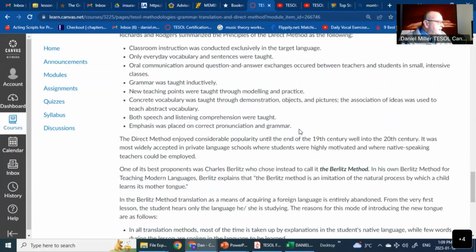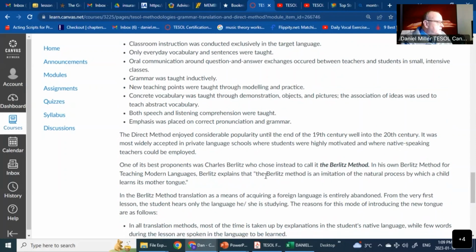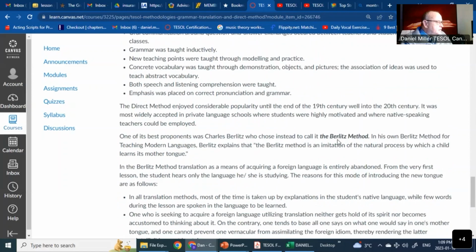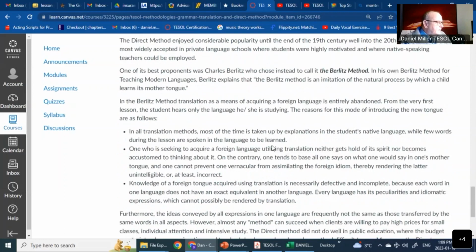So that was the direct method, and here's the mention of the Berlitz method. He wasn't happy enough to just call it the direct method. He took the elements of the direct method and called it the Berlitz method to make it his own name. A little bit of narcissism, I think, coming through there, but that's okay.